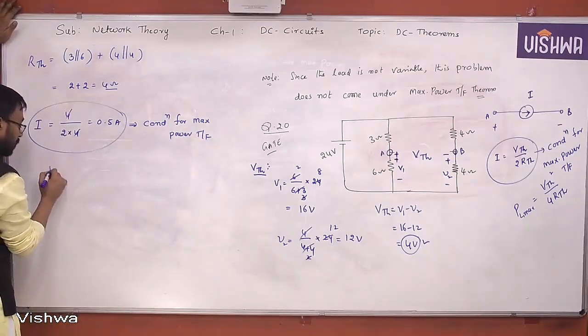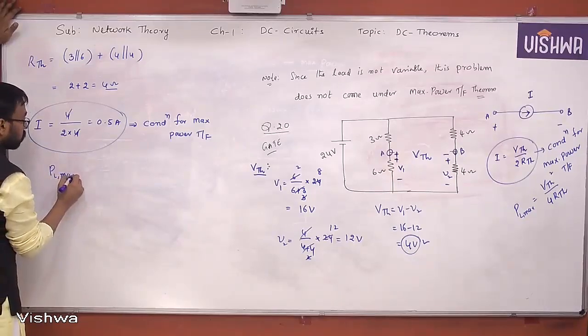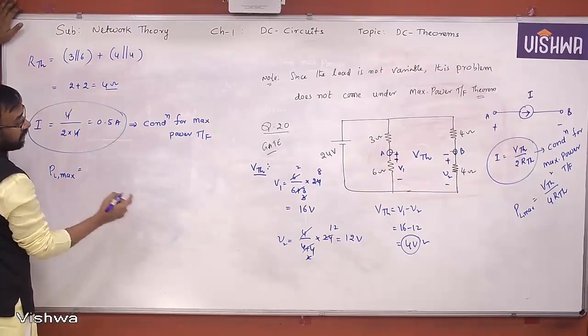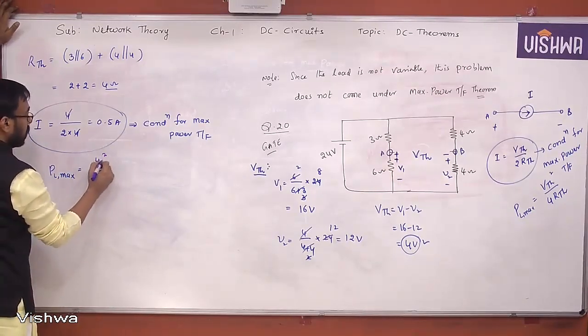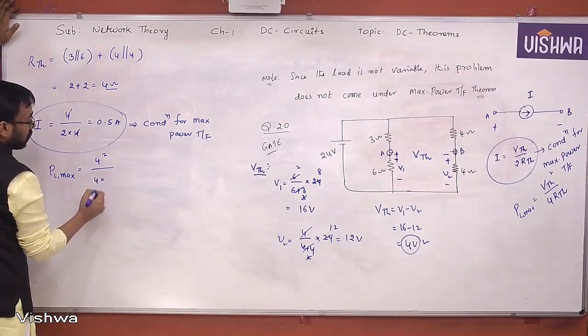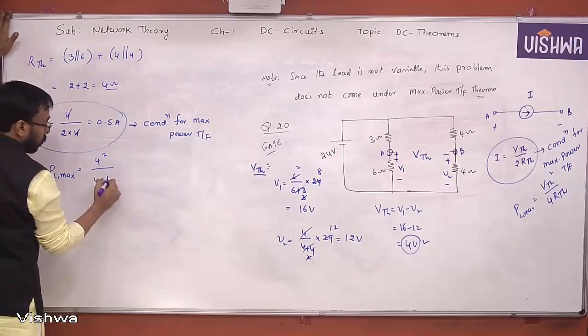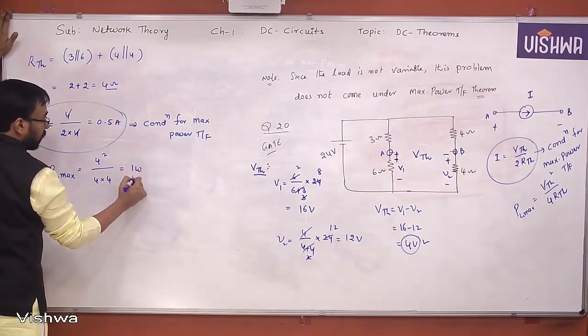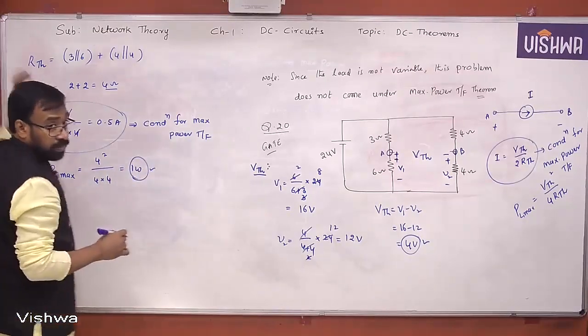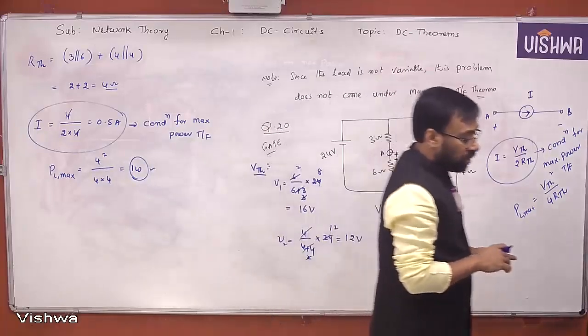What is PL max? PL max is VTH square, 4 square, by 4 times RTH. RTH is also 4, therefore it is 1 watt. This is PL max. So this is how you can solve the problem.